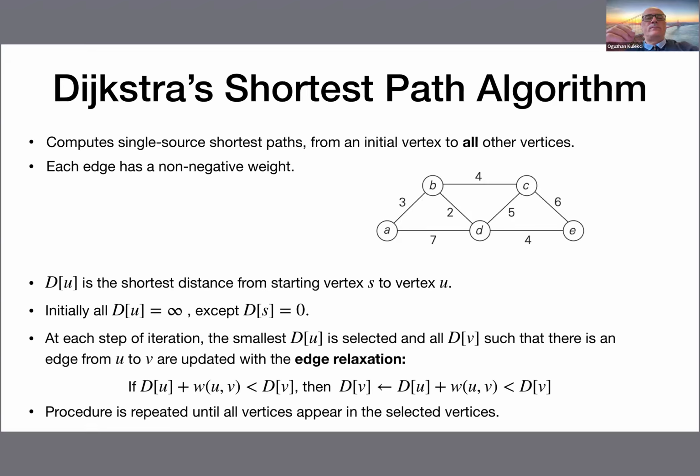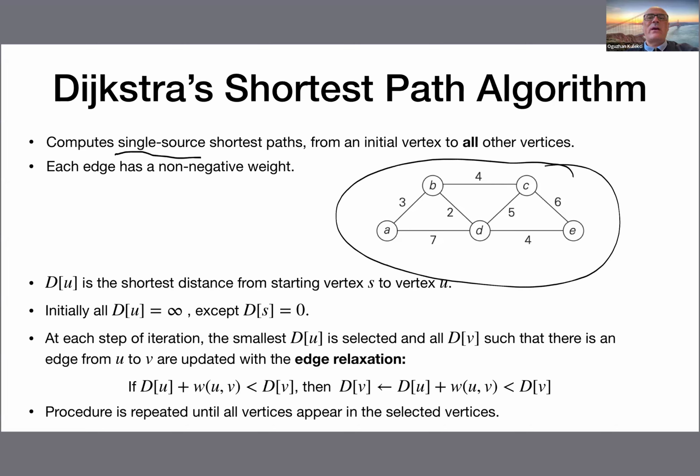So let's see. What is the goal? The goal is I am given a graph. So assume I'm given this graph. What I want to do is I will start from a given vertex, so that is a single source. I say that I will start from, let me say, C. And when I run the algorithm, I will have the shortest path from C to all others.